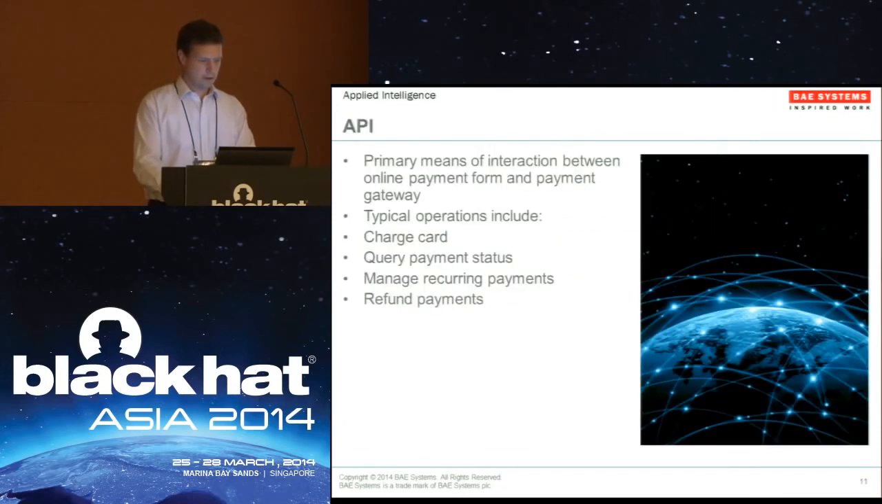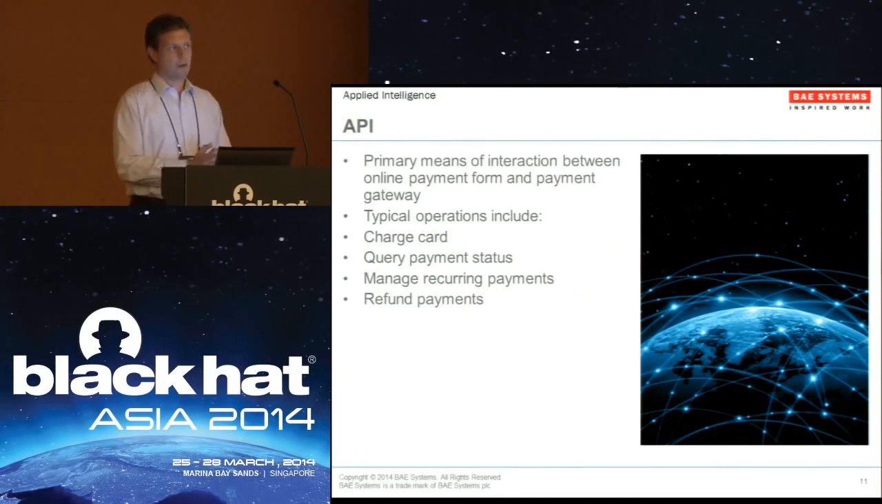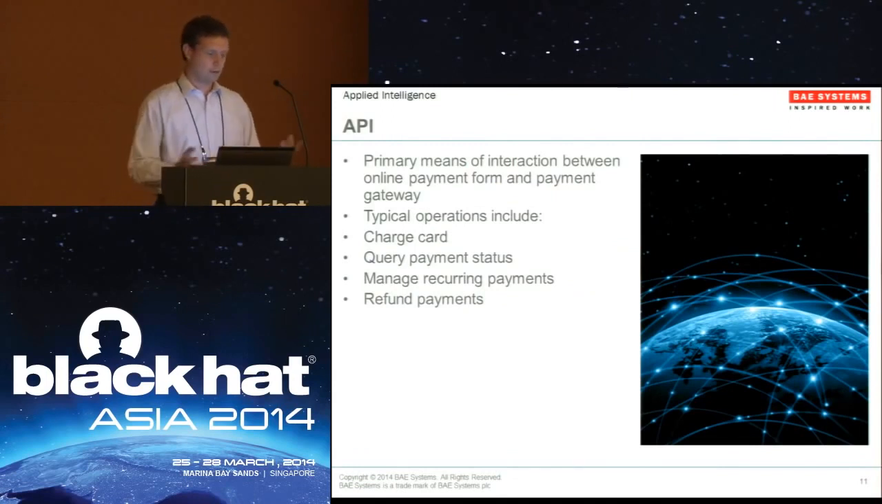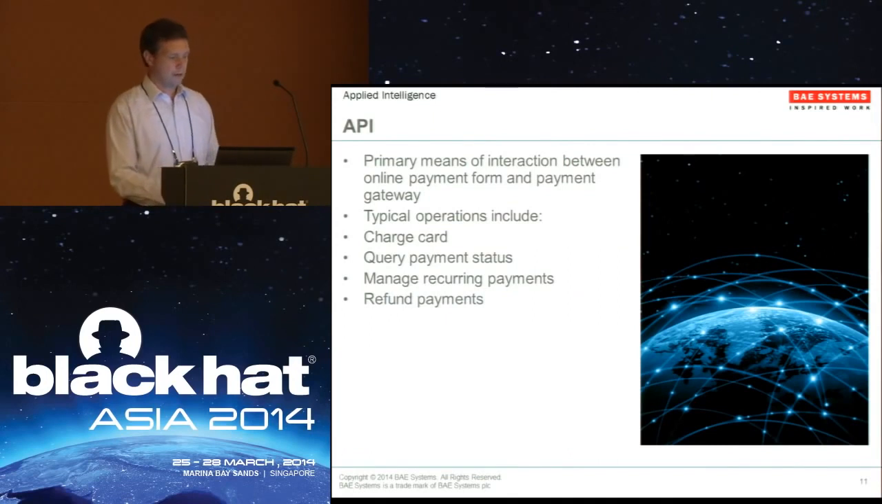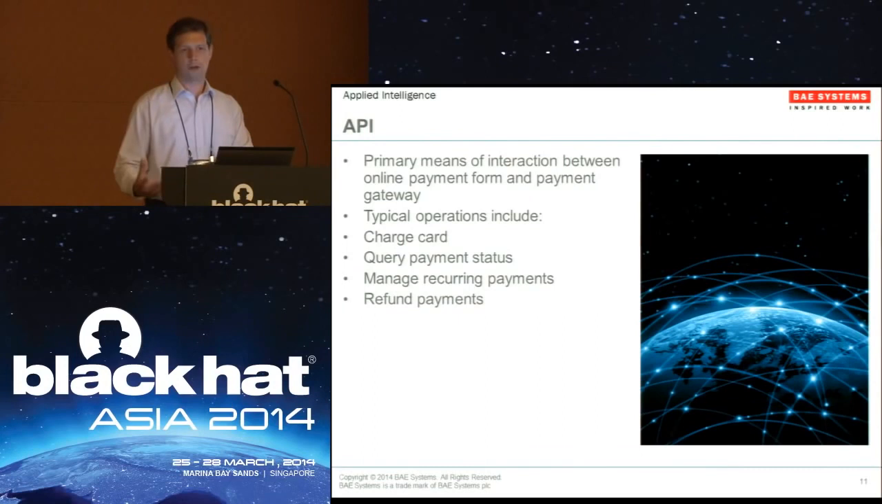So, all right. The primary means of utilizing a payment gateway when you run a website that you want to sell stuff is through an API. And the typical operations from an API are things like charging a card, querying the status of a card, pre-auth in some cases if you're like a hotel or a camping place where you want to take a deposit but not necessarily charge them, managing your recurring payments if you offer subscription services, and refunds for unhappy customers.